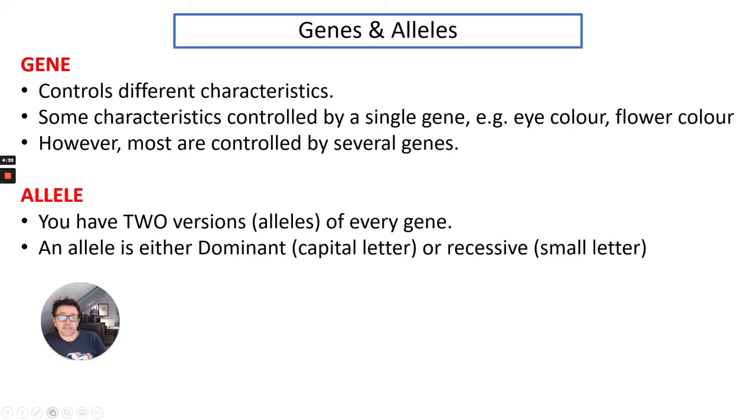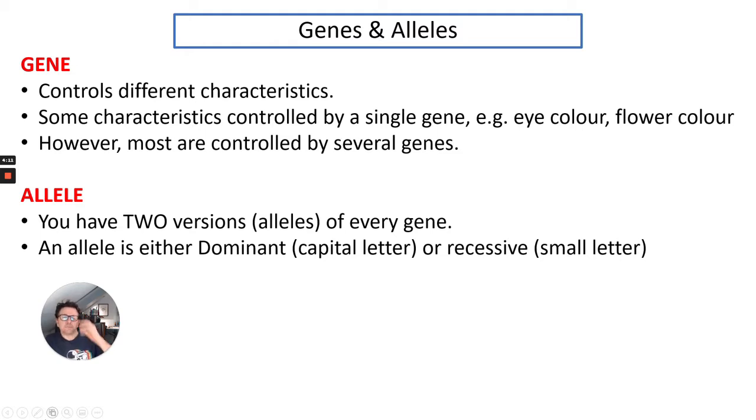So a gene, you would have already known that a gene controls different characteristics. Some characteristics are controlled by a single gene, so things like eye colour. However, most are controlled by several genes. And then you have alleles. Now alleles, they are two versions of every gene.